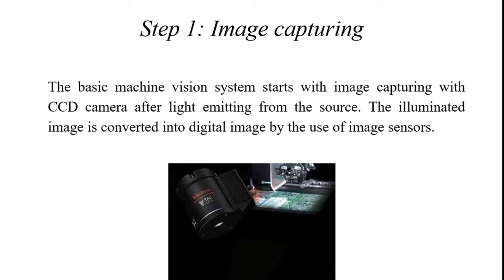And then, what are all the steps available with image processing? The first step is image capturing. What is image capturing? The basic machine vision system starts with image capturing with the CCD camera after light is emitted from the source. Like our normal flashlight, based on the flashlight brightness, we can capture images of humans. Likewise, we may utilize the concept for capturing pictures of industrial products also. The illuminated image is converted into a digital image by the use of image sensors. From the sensor, we can convert the image data into 0 and 1. 1 means brighter and 0 means darker image. Likewise, we can convert the normal image into a digital image.